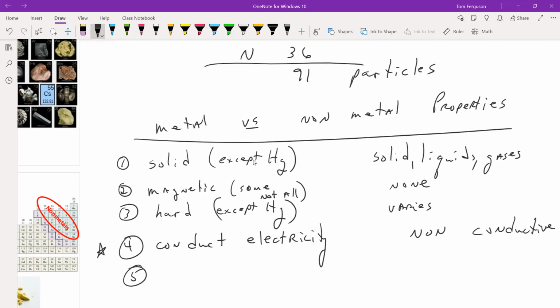Okay, so let's continue on here. What else? There's two more I want to talk about. This is a metal, right? How would you describe this? Okay, solid. Yeah. Shiny, exactly. Metals are shiny. Gold, think about silver, copper, they're all shiny. Nonmetals are dull. And there's one more.